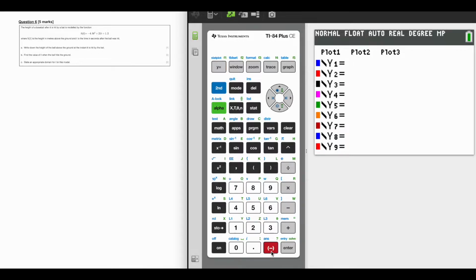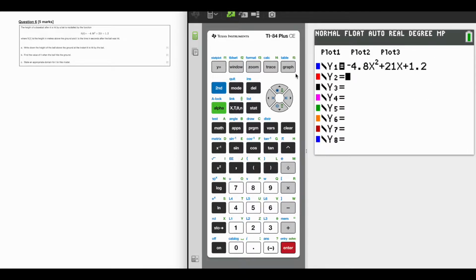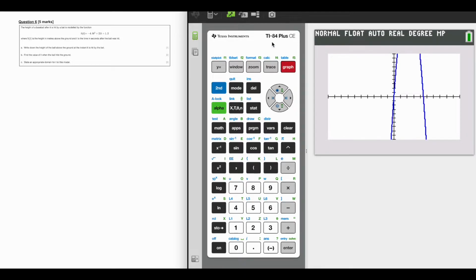So plotting this down, I have negative 4.8x squared plus 21x. Now it's t in the question, but I know that when I'm typing it into my GDC, I need to type it in as an x rather than a t. And then I'm going to graph this.